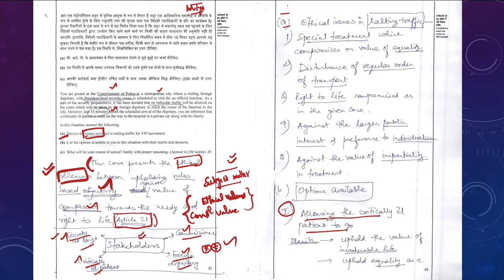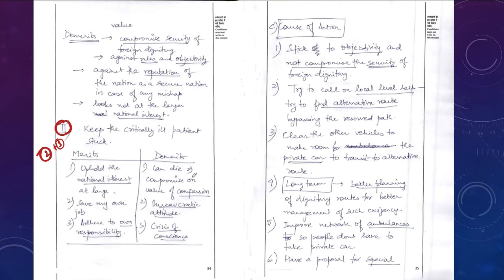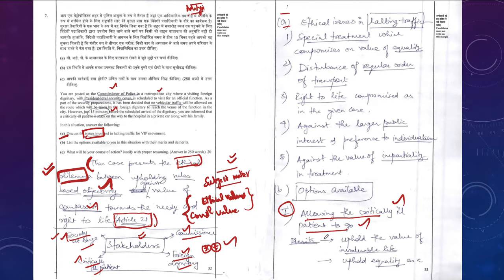Rather than that, you can follow the approach of Aditya Srivastava. Write the decision of the option in the heading itself. First option, allow the critically ill patient to go. What is the other option? Don't allow him to go. These are the 2 options he has generated. And see how he has written the merits and demerits.